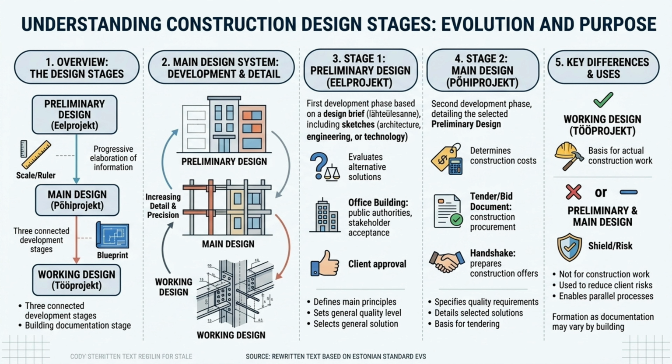It is important to note that in some projects, especially smaller ones, it might not always be necessary or efficient to create full preliminary and main design documentation. However, producing these stages as separate documents can help reduce client risk and ensure different parts of the construction project proceed in parallel. In summary, the construction design process is structured to move from broad concepts in the preliminary design to the refined and developed plans in the main design, and finally action-ready documentation in the working design. Each stage serves a specific purpose and ensures the quality, feasibility, and smooth execution of the construction project.